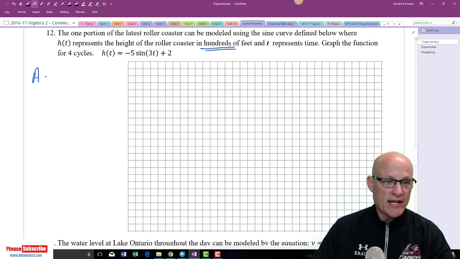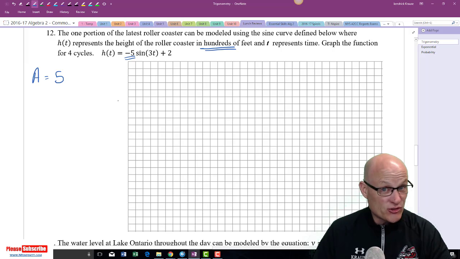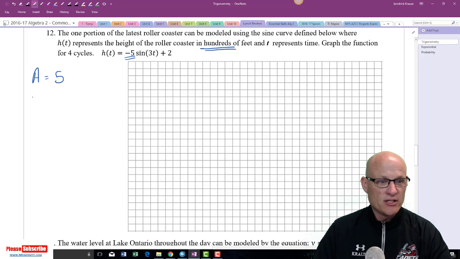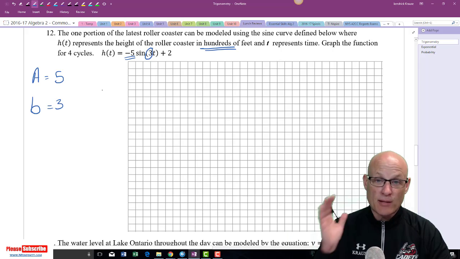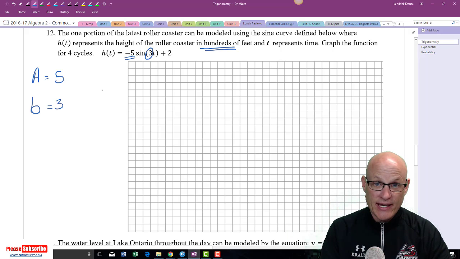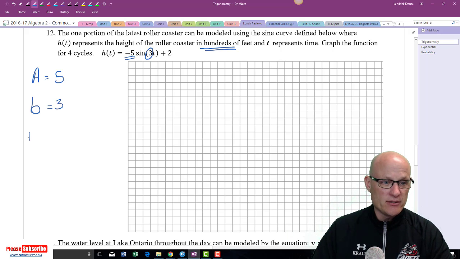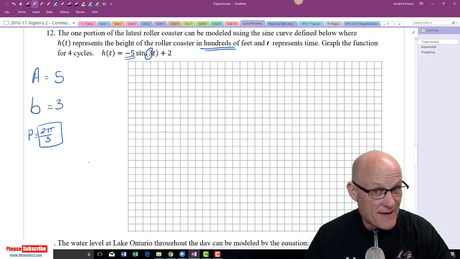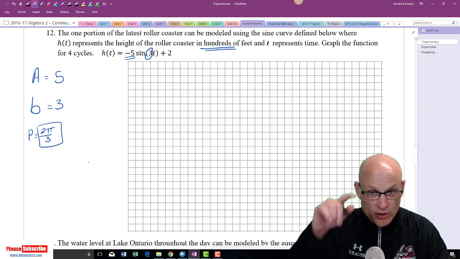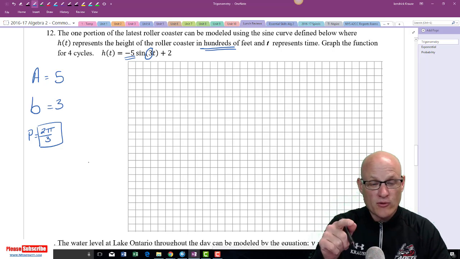A is my amplitude. That's equal to 5. I know it says -5. That's just direction. The negative is just direction. My b is the number in front of the variable. In this case, it's 3. At this point, I'm not going to look at that equation anymore. I'm going to do period and scale. So my period is equal to 2 pi over b, which is 2 pi over 3. So I should be able to graph this thing in one full curve in 2 pi over 3.